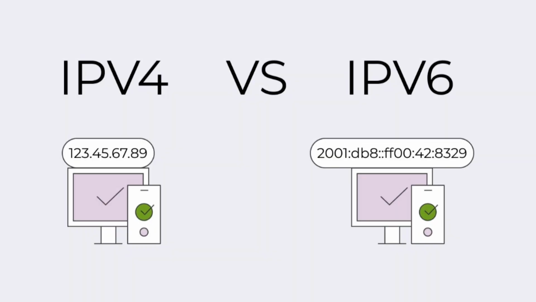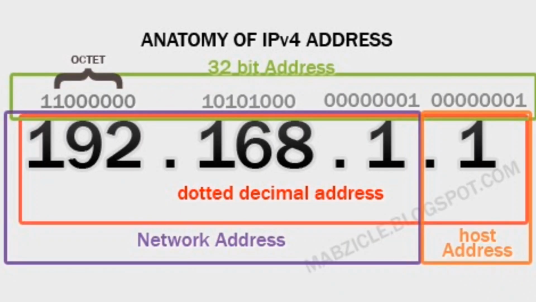Now, not all IP addresses are the same. There are two main types: IPv4 and IPv6. IPv4 addresses are the older version and look something like 192.168.1.1, and they are made up of four numbers separated by dots. Each of these numbers, called an octet, ranges from 0 to 255. IPv4 basically uses a 32-bit address space, which allows for around 4.3 billion unique addresses.